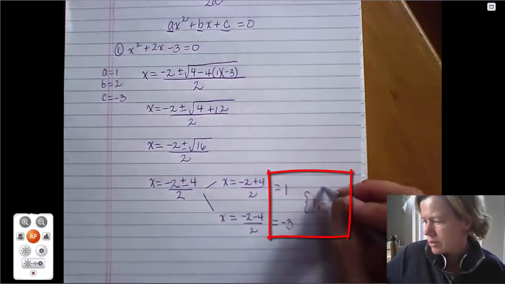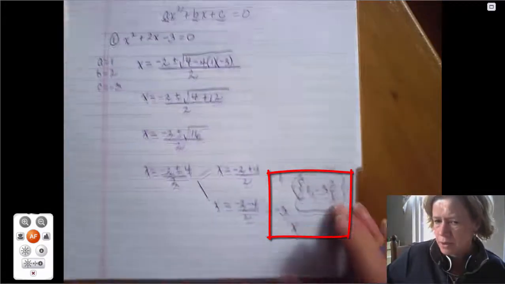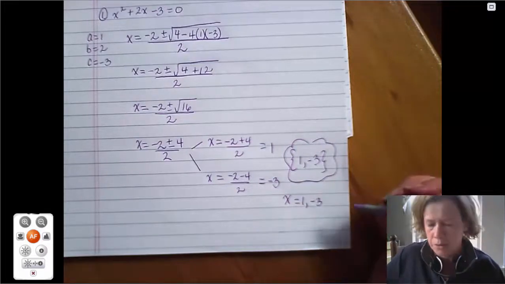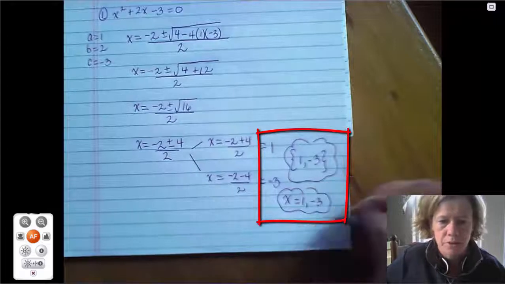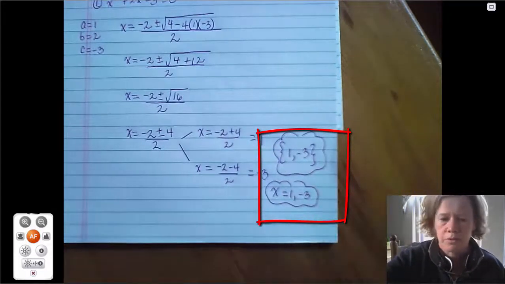You can write it like that in your set notation. You can just say x is equal to 1 and negative 3. You can write it however you'd like. You can break them up as x equals, as long as you see your two roots. Let me autofocus that for you.